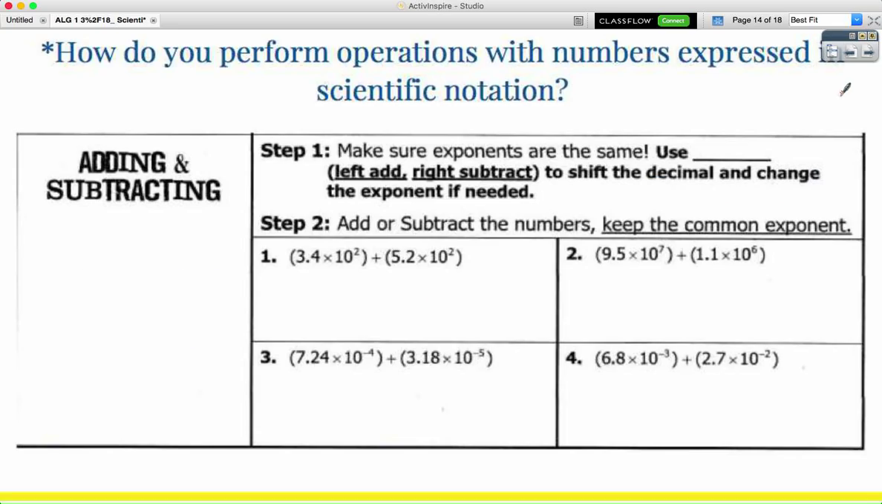The last thing we'll talk about today is performing operations with numbers in scientific notation.